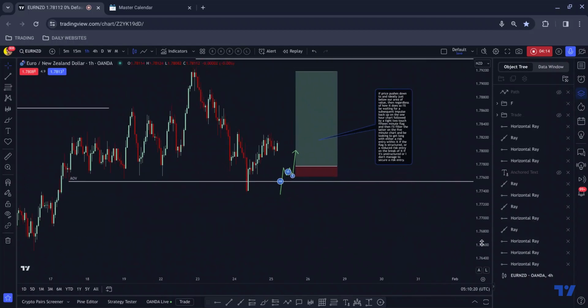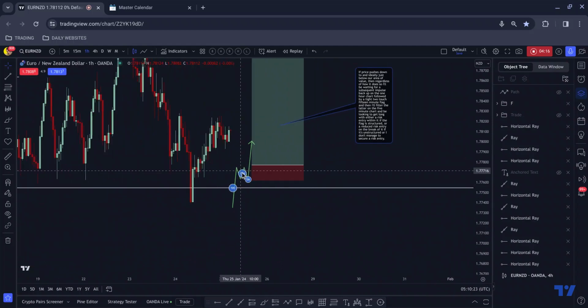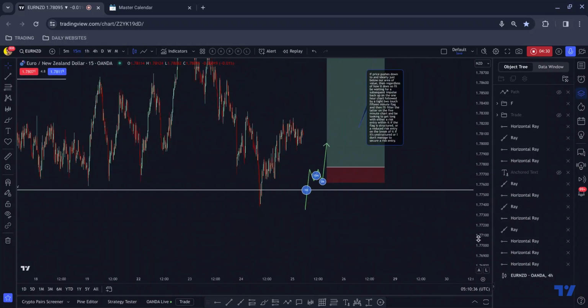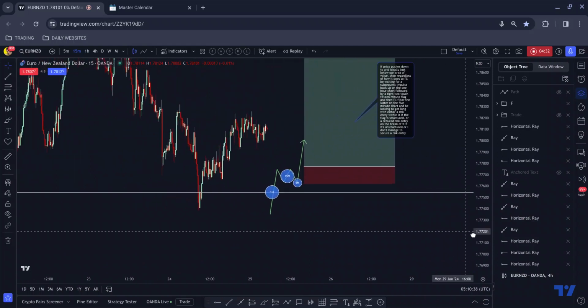Okay, I was looking for that 1 hour push up. We got that. I was then looking for the market to correct sideways on the 1 hour chart. I was looking for one bearish 1 hour close. We got that there. Okay, so then I dropped down in keeping with my forecast. I dropped down to the 15-minute chart to look for entries.